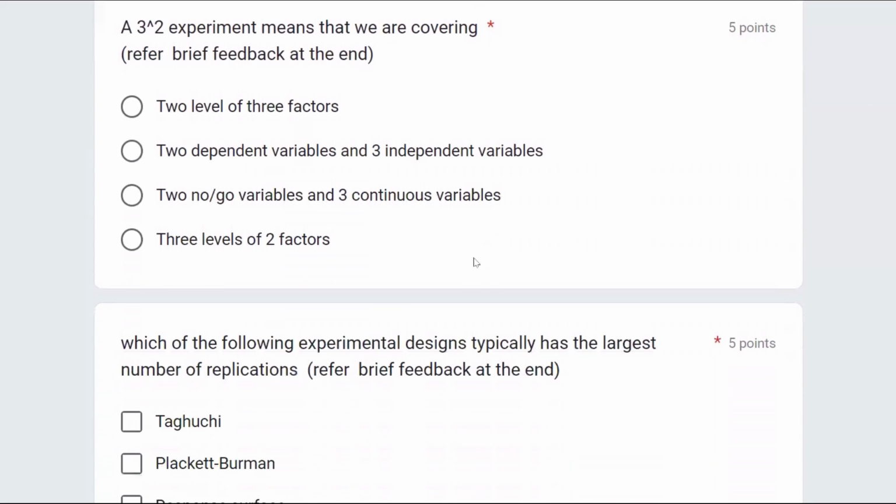So next question, a 3 to the power 2 experiment means that we are covering what? So 2 level, 2 dependent variable and all that. So we know the formula L to the power of F. L is level, 3 levels. 2 is what? Factor. So this is the right answer.